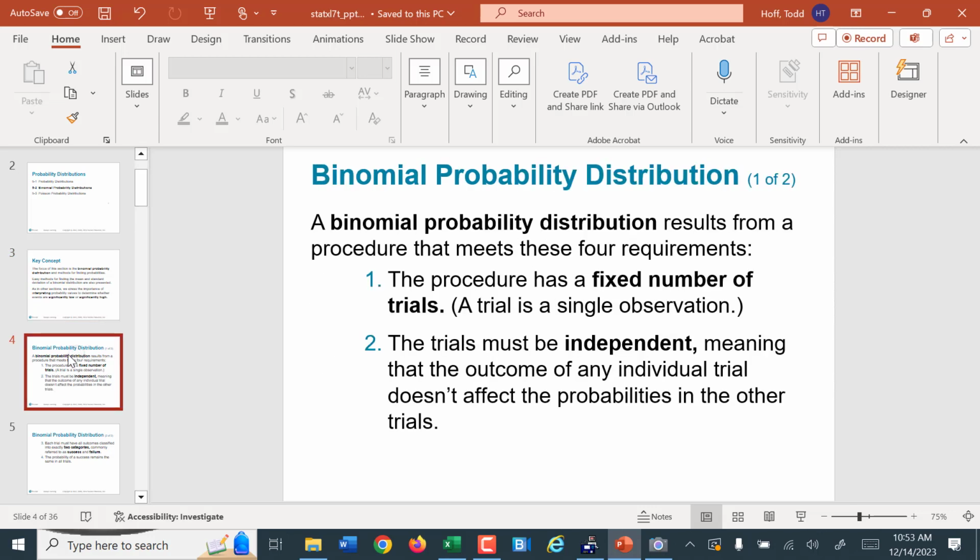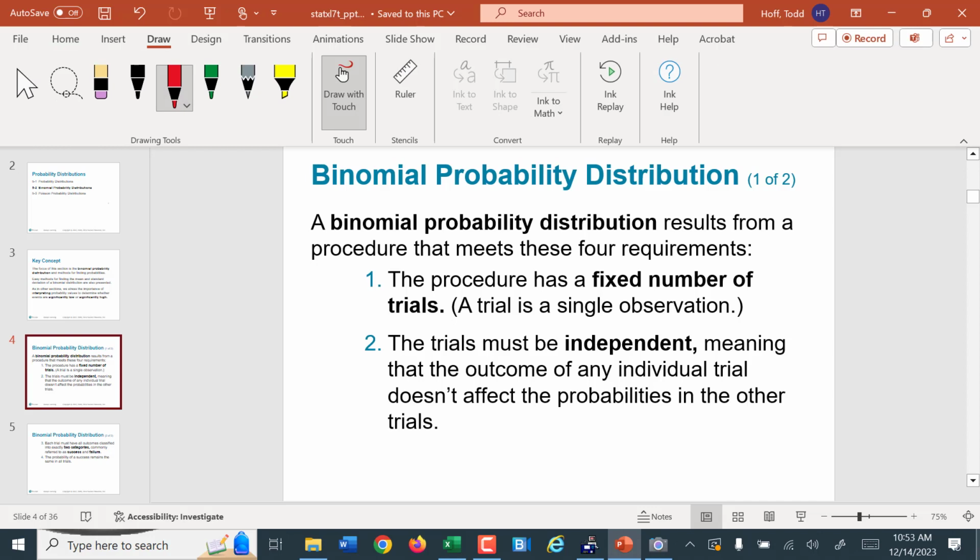In the discrete distribution, we have a fixed number of trials. N is our number of trials that are going to be attempted. Next, the trials themselves must be independent. What that means is the results of one trial cannot change the results of another trial. If we were looking at marbles out of a box, that would mean we'd have to be doing this with replacement and things like that.